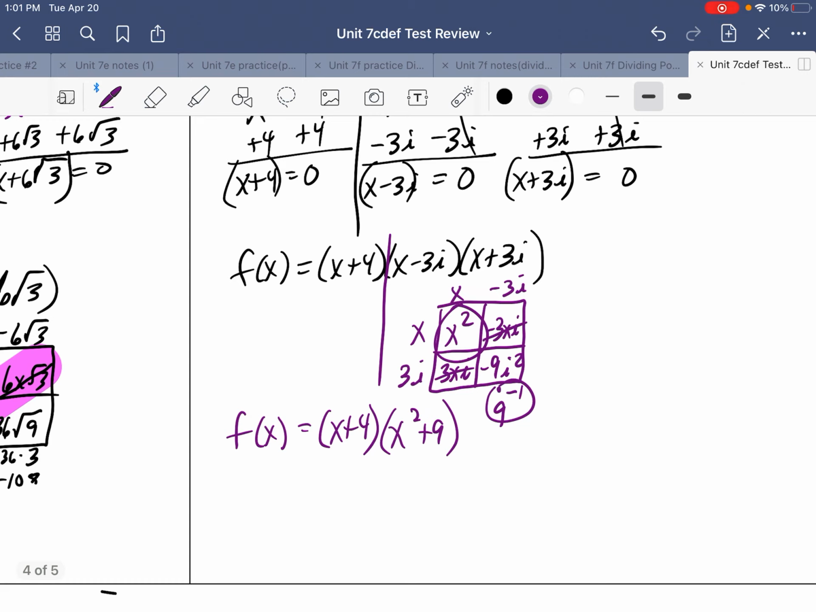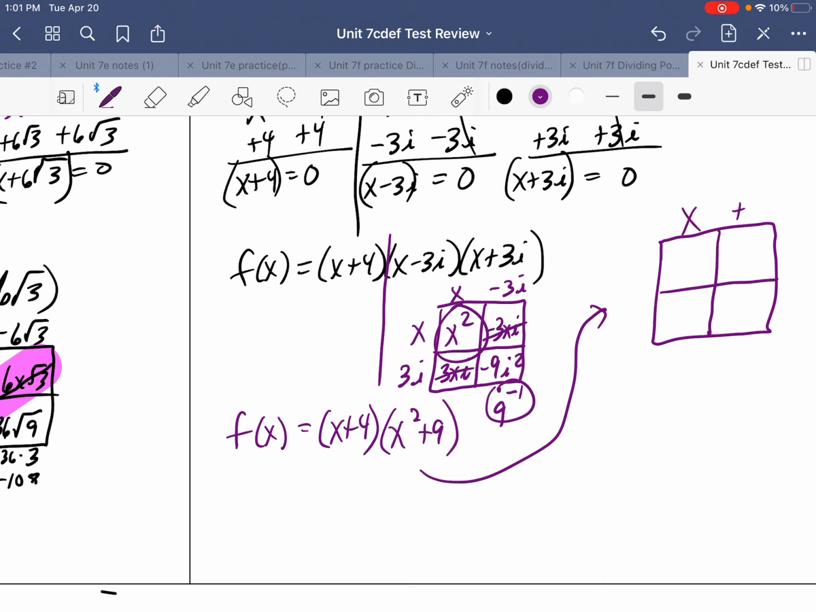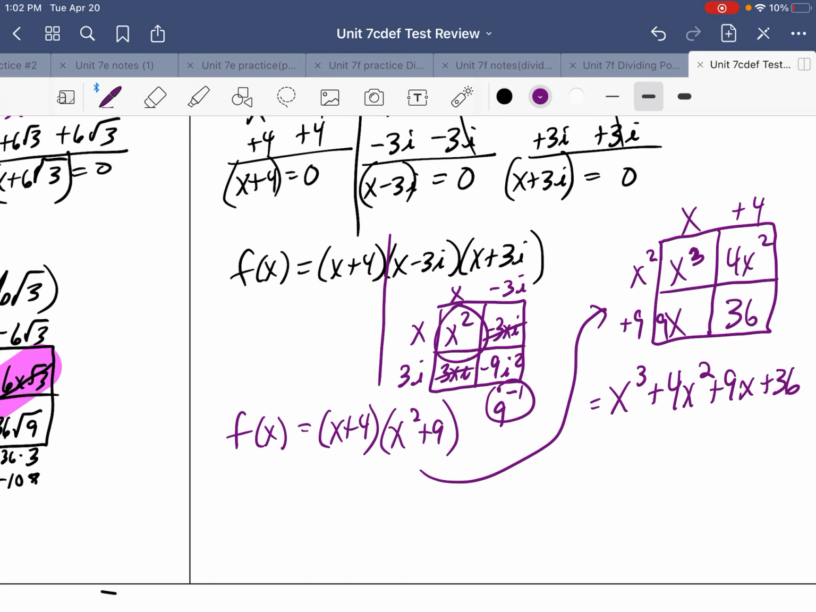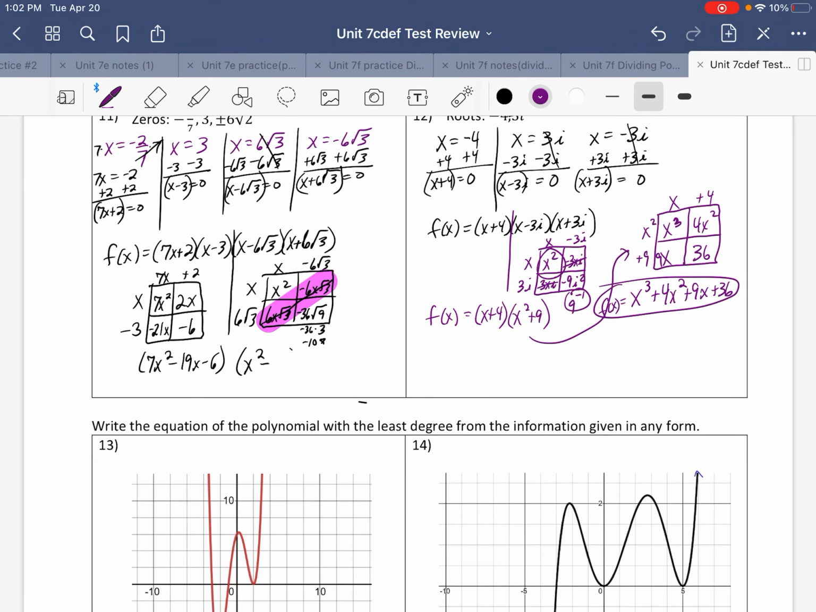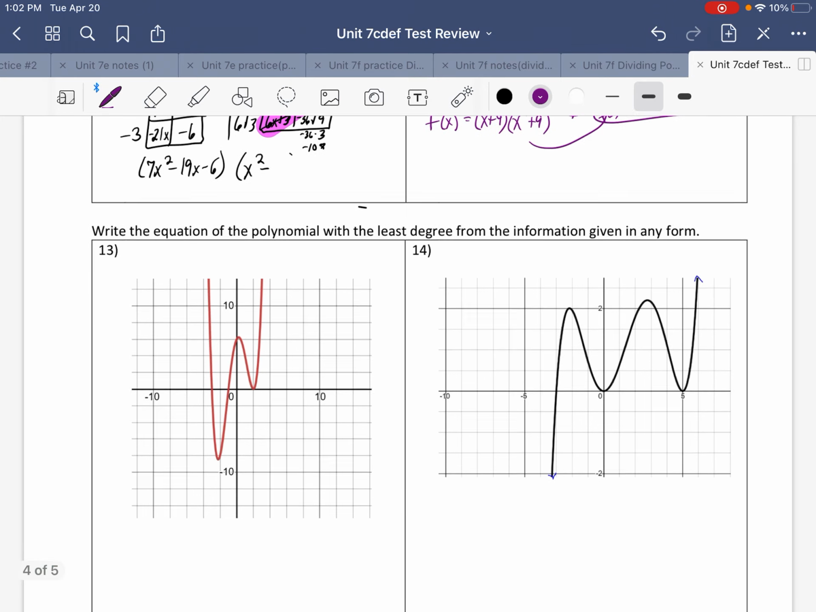And we need to now multiply these out. I'm going to do this over here since there's a little room. x plus 4, x squared plus 9. Multiply them out. Oh my goodness, I am all over the place. And that was totally wrong. That should be x to the third. Plus, there are no like terms, so we're just writing them out horizontally. And there's your polynomial.